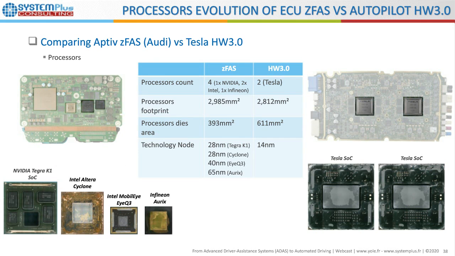In the zFAS, the NVIDIA chipset uses a 28 nanometer technology node. The iQ3 uses 40 nanometer technology, and the Infineon Aurix uses a 65 nanometer technology node. When we compare the footprint of the processor, we can see that the footprint is slightly higher for the zFAS, but the total processor dies area is 30% higher for the Tesla Autopilot ECU.